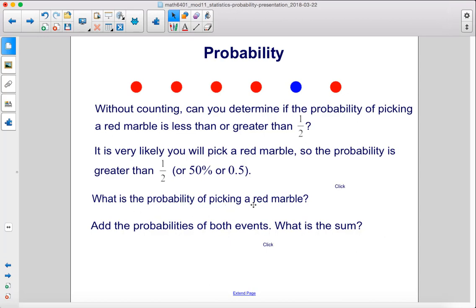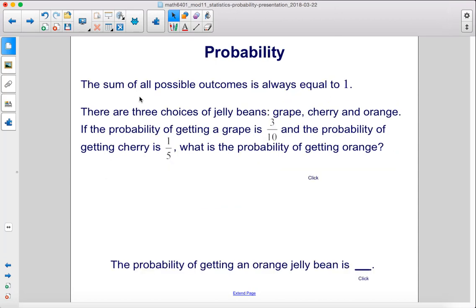What is the probability of picking a red marble? 5 out of 6. Because the possible outcomes are 6, that's your denominator, and the favorable outcomes, the one you want, is a red marble, and you can see there's 1, 2, 3, 4, 5 favorable outcomes here, so 5 out of 6. Add the probabilities of both events, so picking a blue marble and picking a red marble. Picking a blue marble is 1 out of 6, and picking a red marble is 5 out of 6, so it sums to 1. The sum of all possible outcomes is always equal to 1.